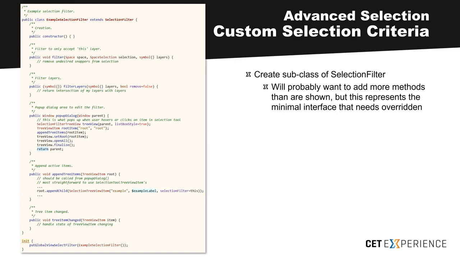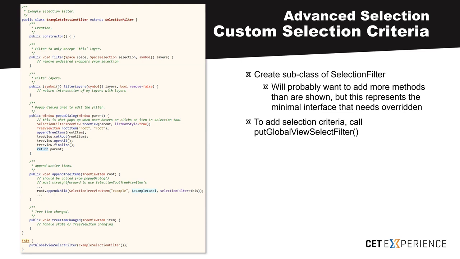I noted here that you may want to add some more methods. I've done a few of these, and so I know some examples of methods that might be useful are things like an accepts method that takes in a snapper, or a set default state for the tree view. But what I show here is the minimal interface that you need to override in order to get this working. Once you have that class all set up, you can call put global view select filter.